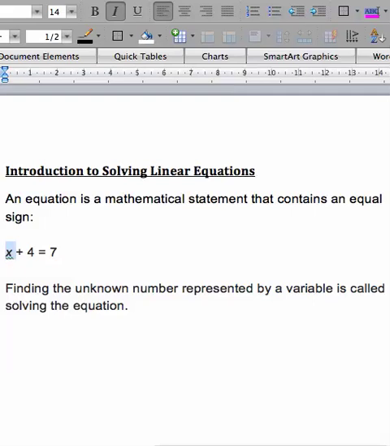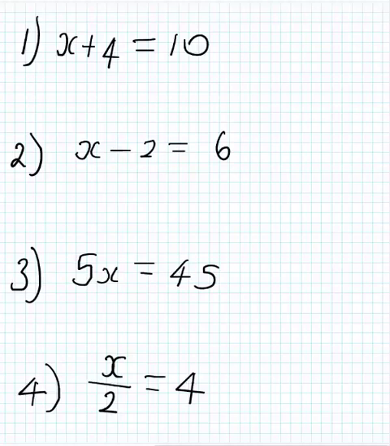Now, of course, we have to do this also mathematically, because sometimes equations can be quite complex and we need to take it step by step. So let's start with a few examples. Let's start with these 4 basic examples, and then we'll eventually get to harder equations.